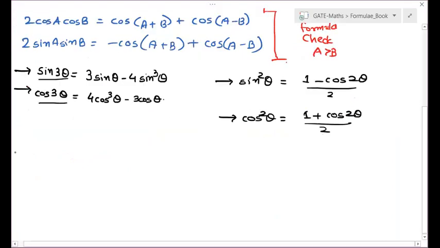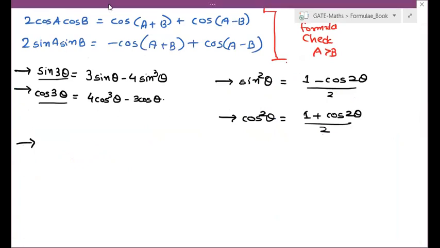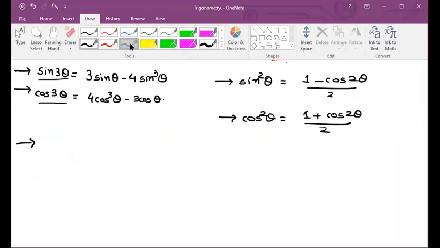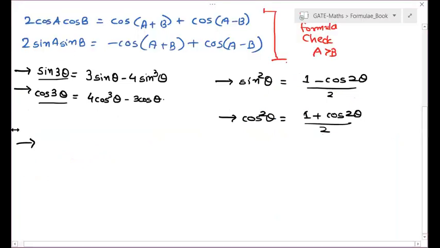See, for this question, you should know the formula of sin a plus b, and definitely I will give you a buy one get one formula. With this one formula, I will give you 3 formulas free. See, so first, sin a plus b or x plus y.